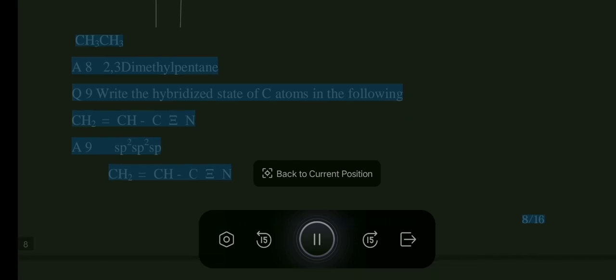Q8: Write the IUPAC name of the following compound. A8: 2,3-dimethylpentane. Q9: Write the hybridized state of C atoms in CH2=CH-C≡N. A9: sp2, sp2, sp, sp.